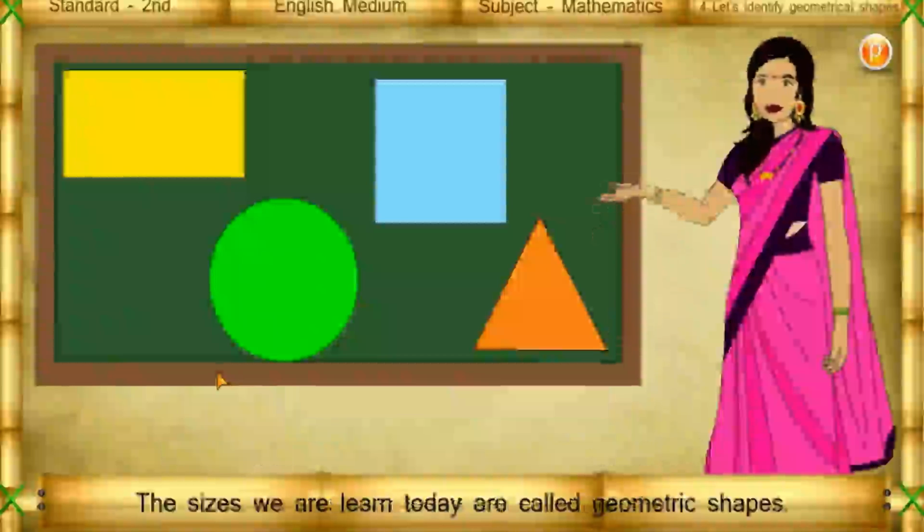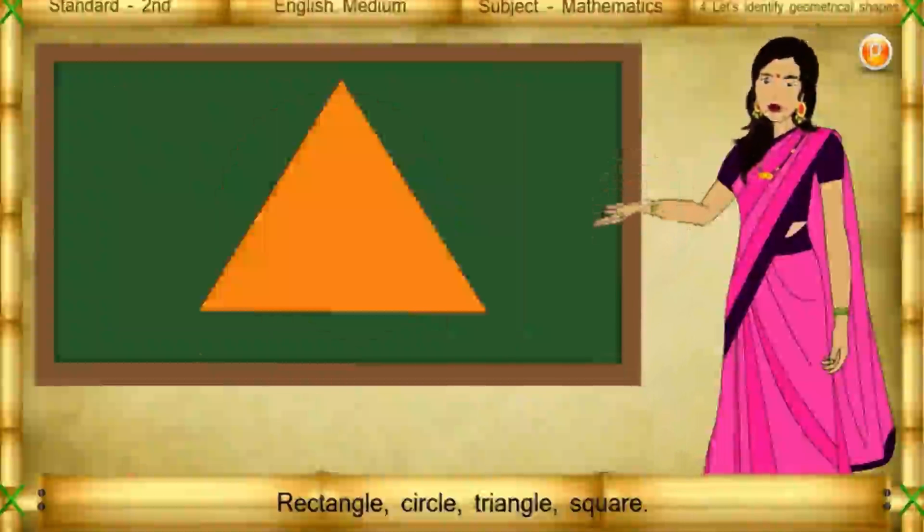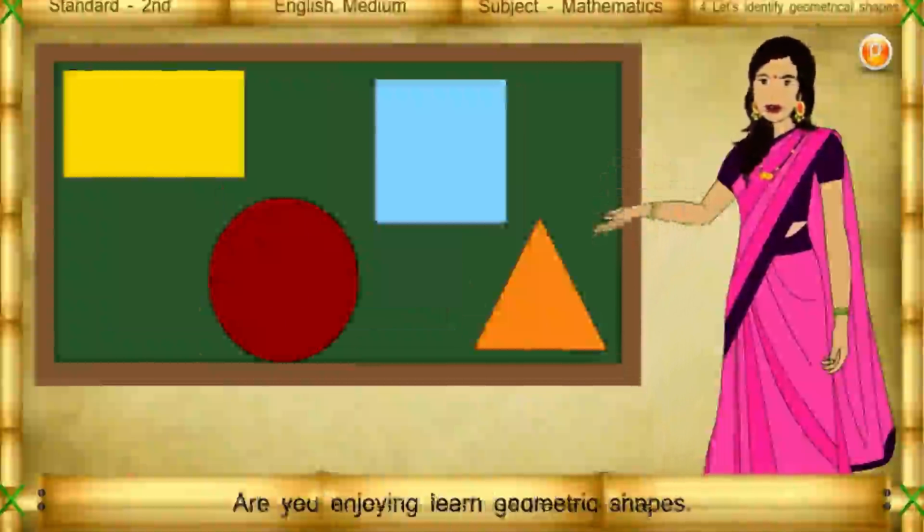The shapes we learned today are called geometric shapes. Rectangle, circle, triangle, square. Are you enjoying learning geometric shapes?